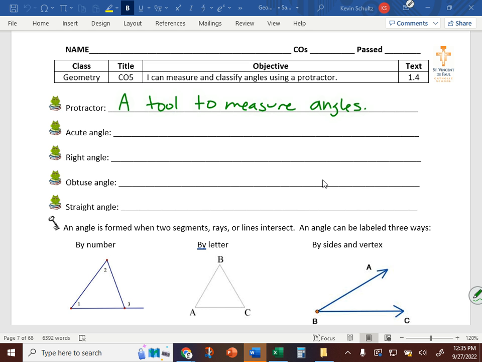Because as with any tool, it has a purpose. It is not just to play with. It is not to put on the tip of your pencil and spin it around and around. It is a tool, which means it needs to be used responsibly.